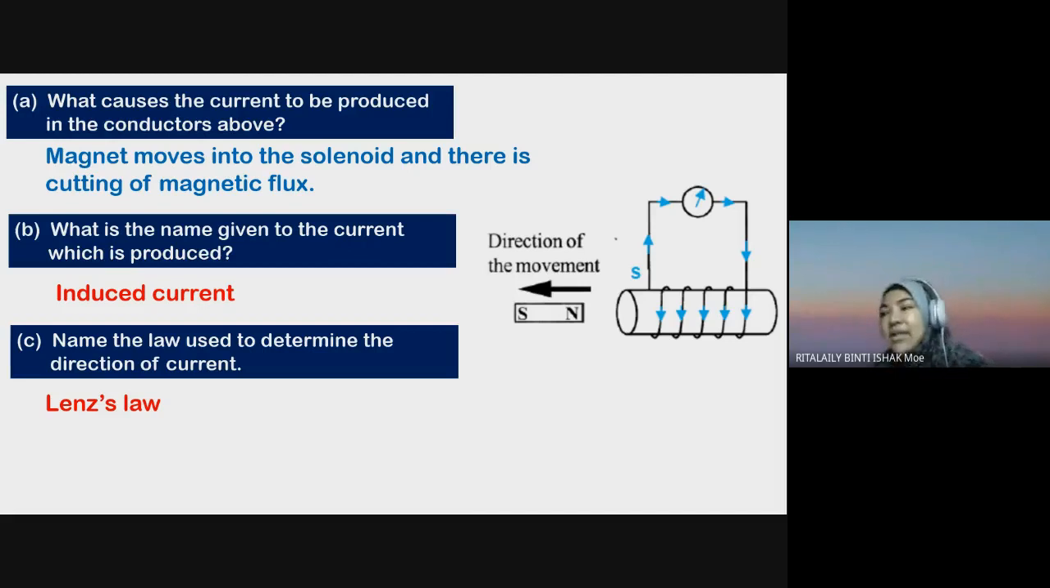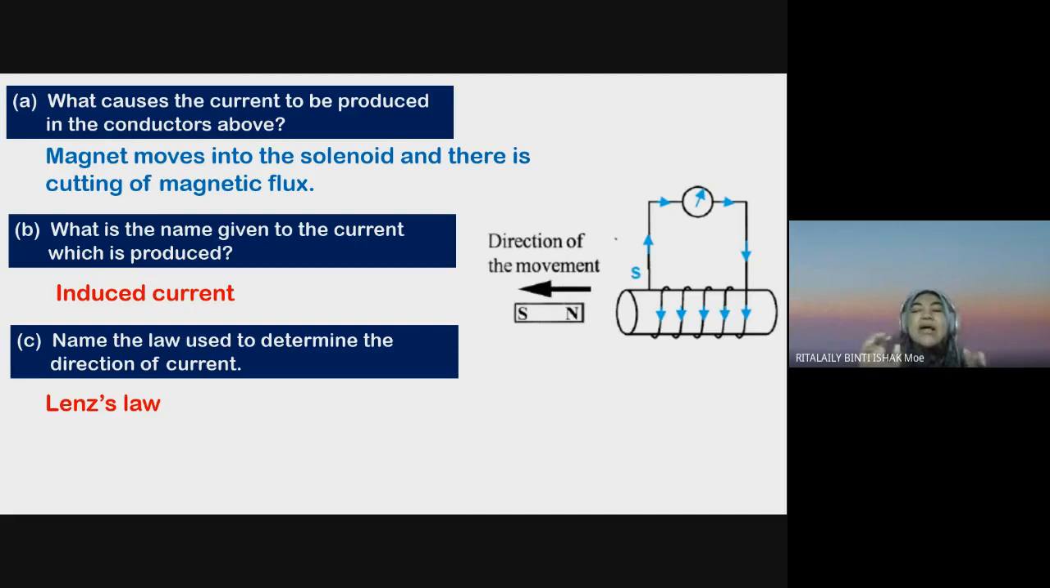Okay, so we have come across a few rules and a few laws. The rules are right hand grip, Fleming left hand rule, and Fleming right hand rule. So these are rules. These are methods to determine the direction of current or the polarity of the magnet. And we have two laws. One is Faraday's law, the other one is Lenz's law.